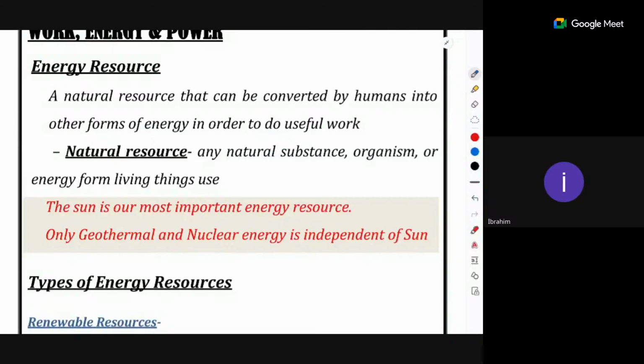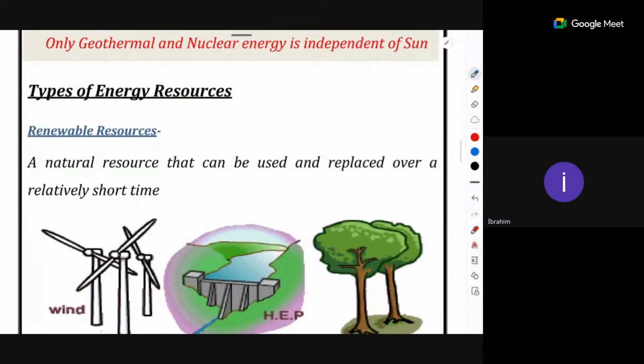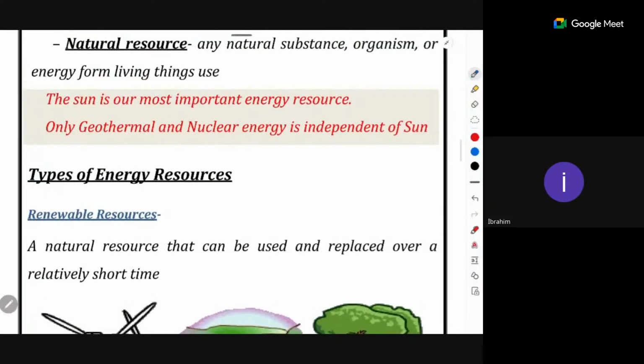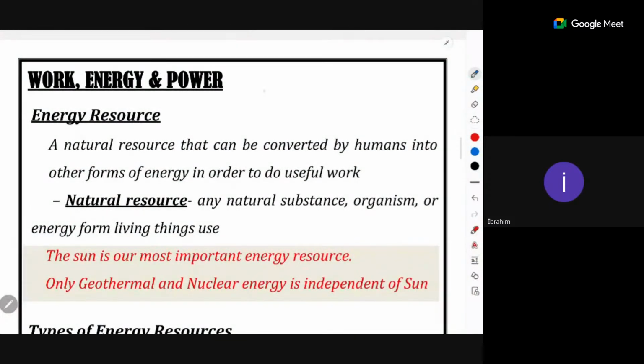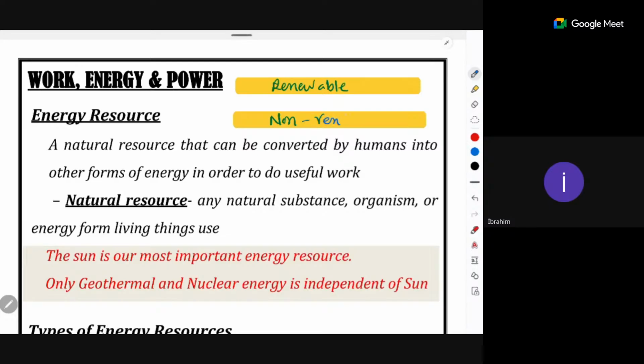The next important thing is energy resources. Energy resources are the things used to produce energy. What is a resource? A resource is that thing which is used to produce energy. There are two types of energy resources: one is renewable, and the second is non-renewable. So I will classify energy resources into two: renewable and non-renewable.